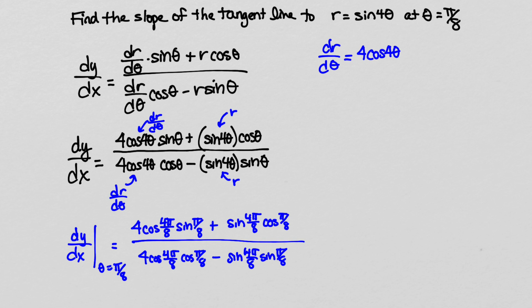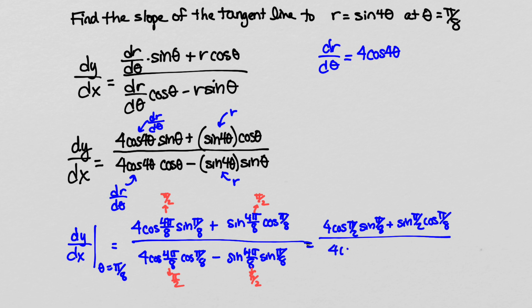So 4 pi over 8 actually cancels down to be pi over 2, right? 4 pi over 8 becomes pi over 2. So really, what you're doing is 4 times the cosine of pi over 2 times the sine of pi over 8 plus the sine of pi over 2 times the cosine of pi over 8, all over 4 times the cosine of pi over 2 cosine pi over 8 minus sine of pi over 2 times sine of pi over 8.